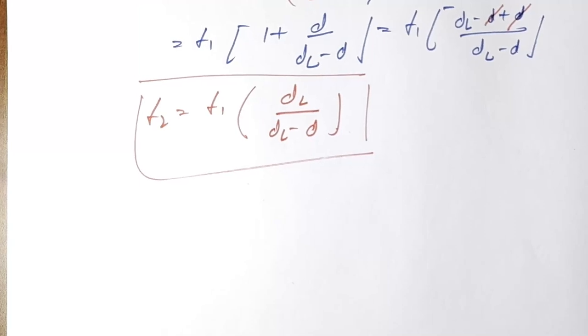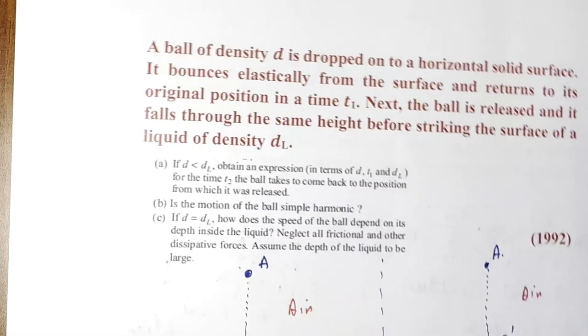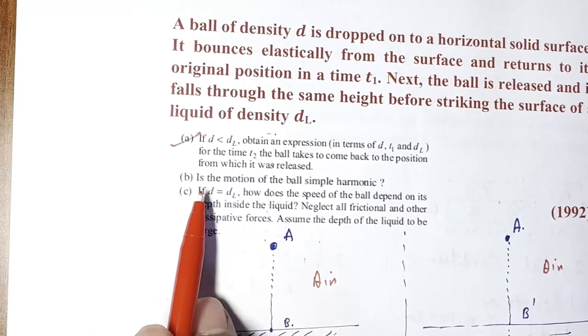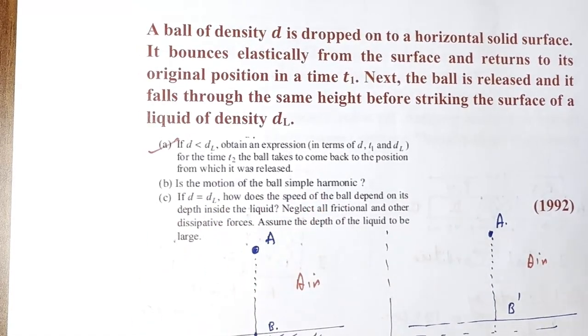So this is our time taken, total time taken. And so we found out, solved rather, you can say, part A. Now we are interested in part B, which states: is the motion of the ball simple harmonic?